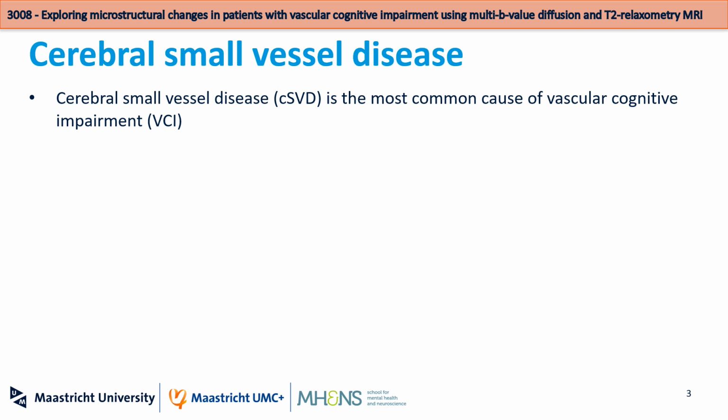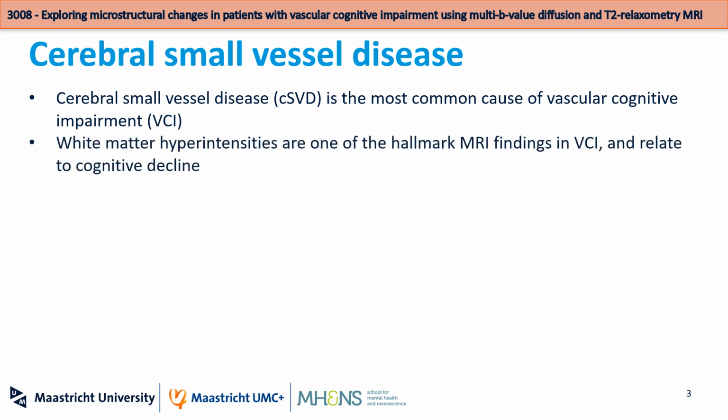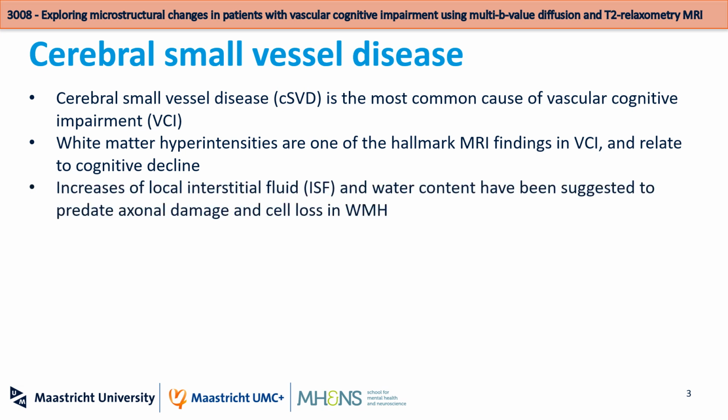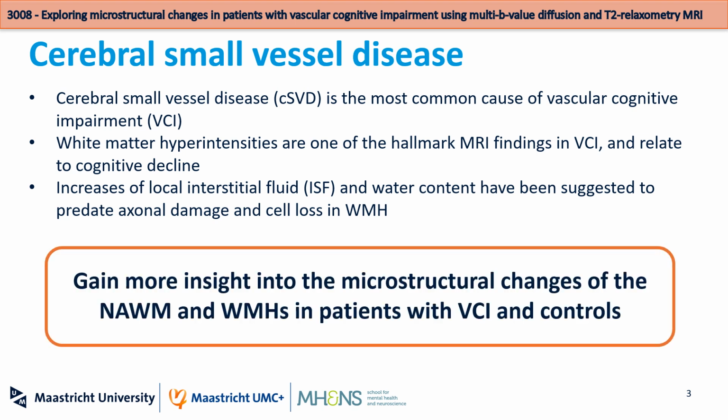Cerebral small vessel disease is the most common cause of vascular cognitive impairment. And white matter hyperintensities are one of the most important hallmark MRI findings in VCI and relate to cognitive decline. Increases of local interstitial fluid and water content have been suggested to predate the cell loss in white matter hyperintensities. Therefore, the research question of this research is to gain more insight into the microstructural changes of the normal appearing white matter and the white matter hyperintensities in patients with VCI and controls.